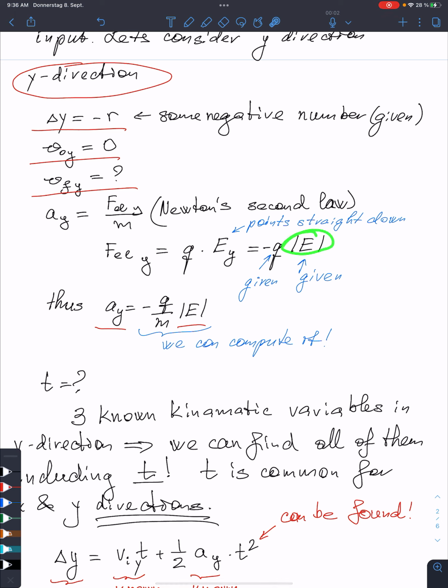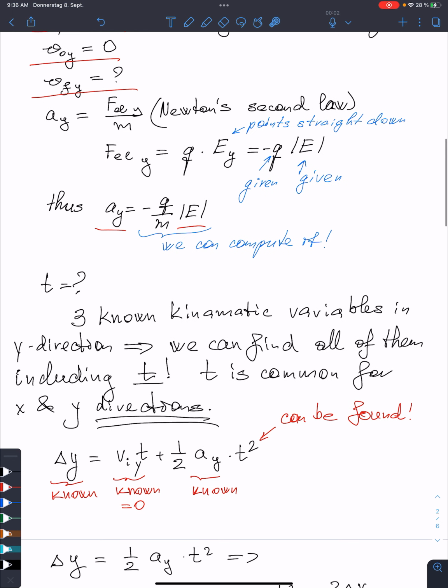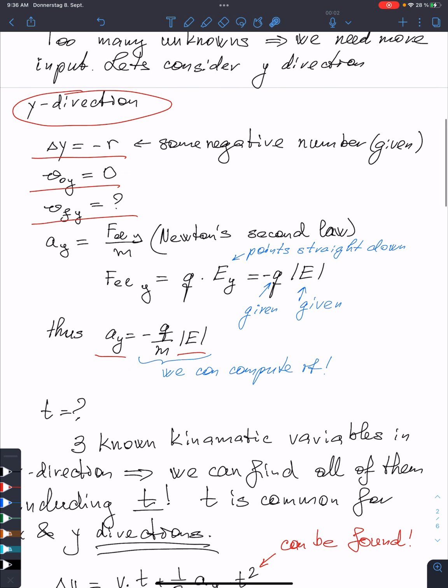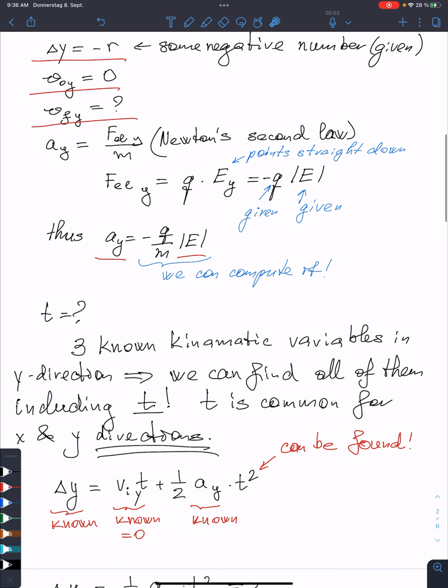Here I just put the magnitude of this electric field as some given positive number. The charge of the proton you know, and the mass of the proton you know, and therefore you will be able to find the acceleration in the y direction using this equation. Now the time, the final kinematic variable, is unknown, but there are 3 kinematic variables we know: delta y, the initial velocity, and the acceleration. And therefore we will be able to solve this problem and find, for example, time.